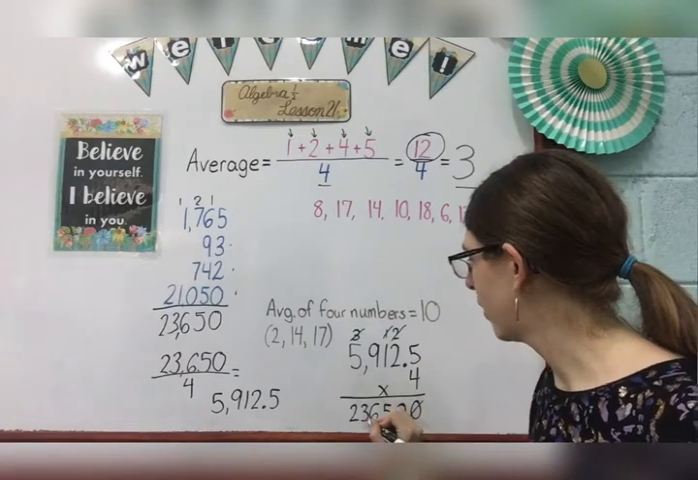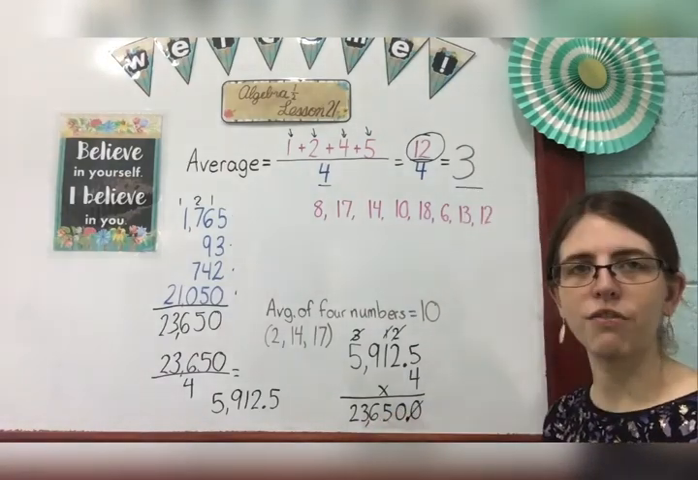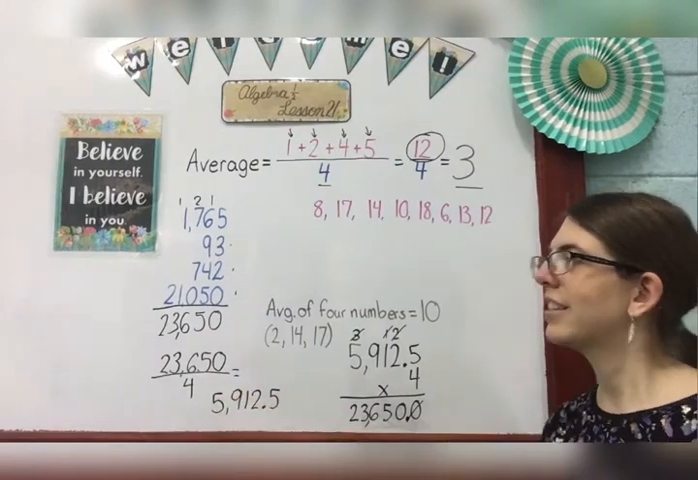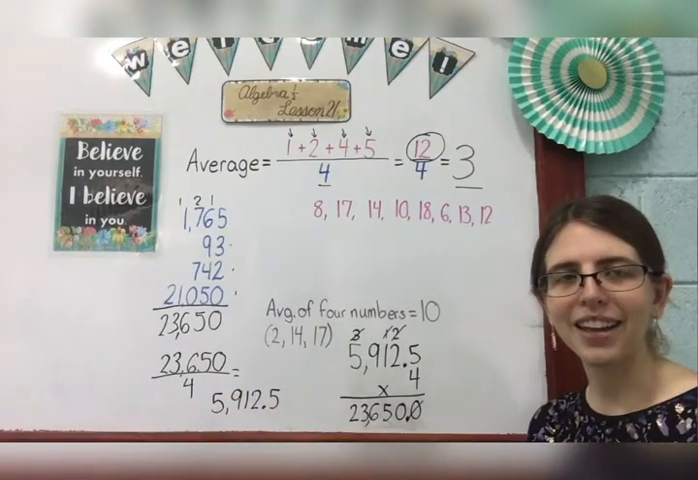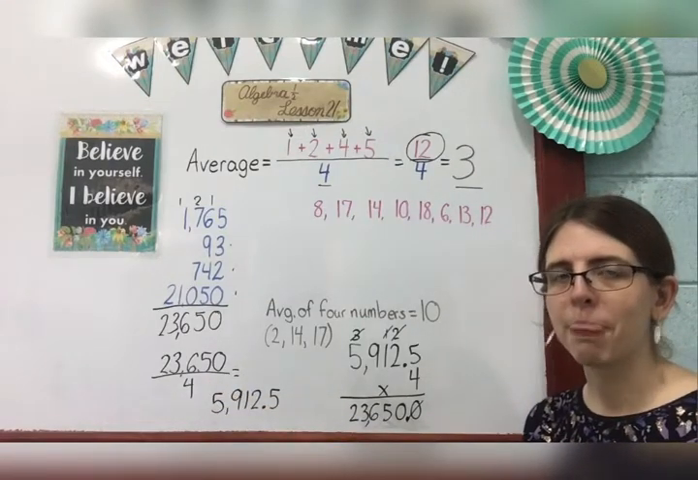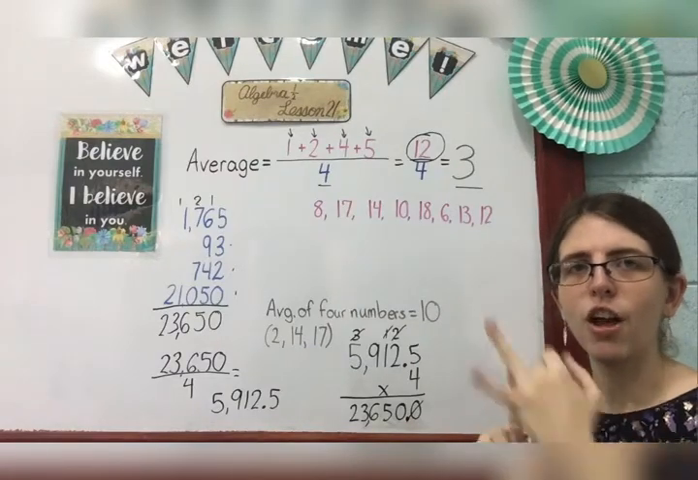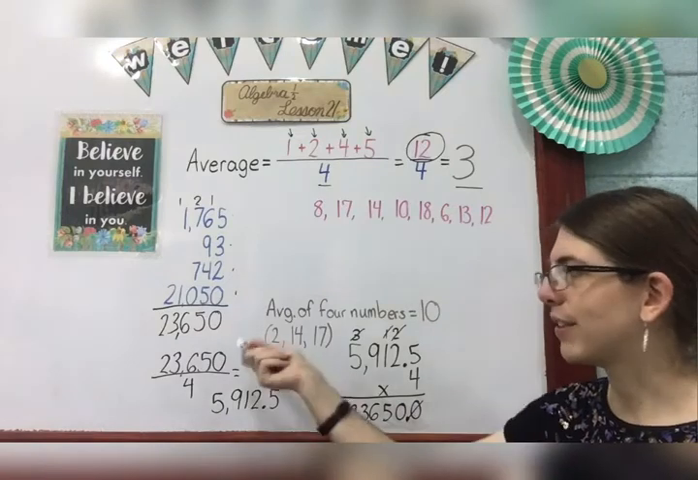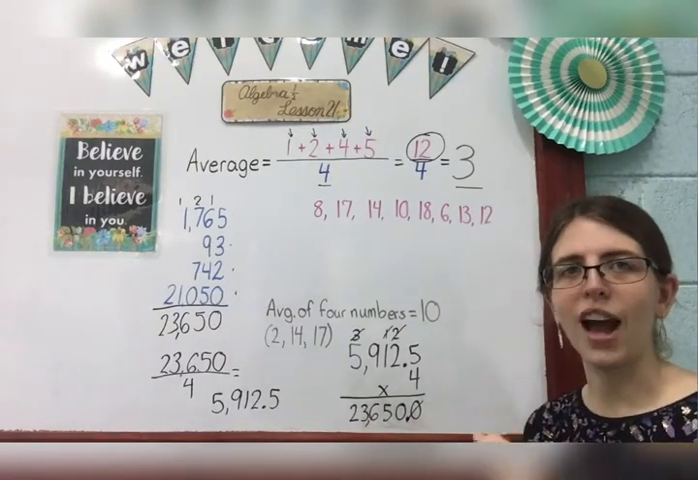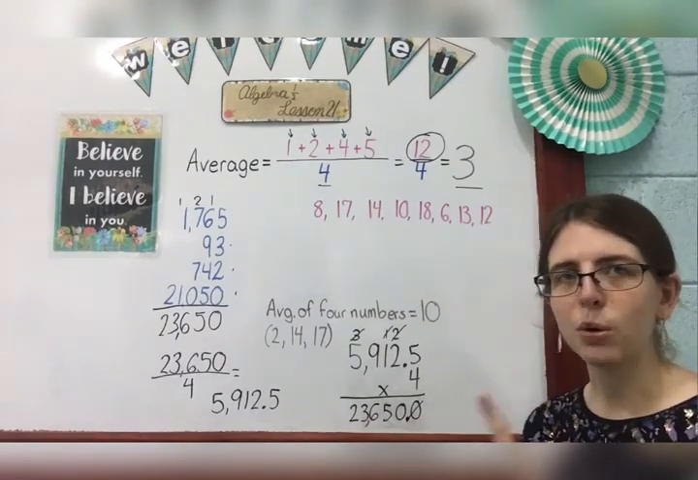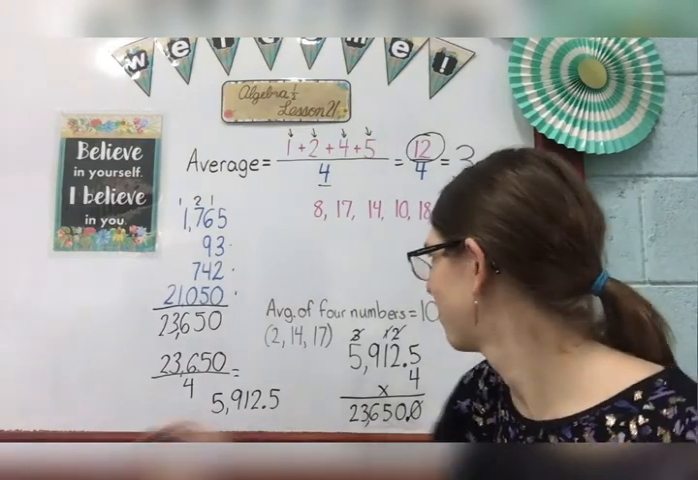So I have 23,650. So notice, this is the sum that I already knew that I had. So that's how you find the sum. If you have the average and you know the number of numbers you added together, you multiply them, and that gives you the sum of the numbers you're adding together. Why is that important? Well, you'll find out in just a minute.